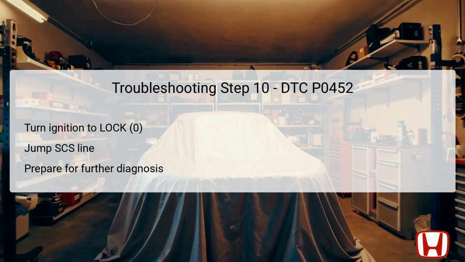Following the jump, disconnect the ECM connector A, 44P, as this disconnection can enable you to examine potential internal failures in the ECM or verify wiring integrity without erroneous readings caused by the connected module. These steps will ensure that you cover all bases while troubleshooting DTC P0452.